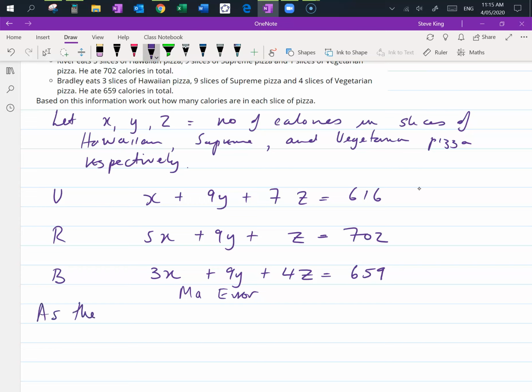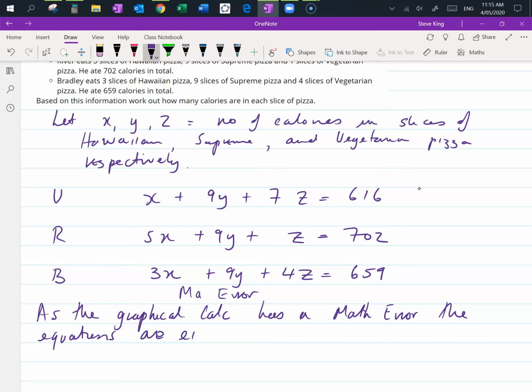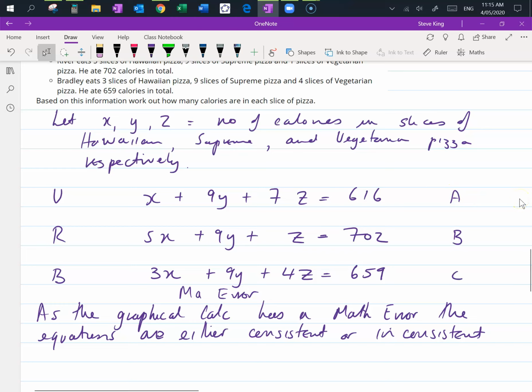So as the graphical calculator has a math error, the equations are either consistent or inconsistent. So we need to see whether we can find any relationship between these 3 equations, A, B, and C.